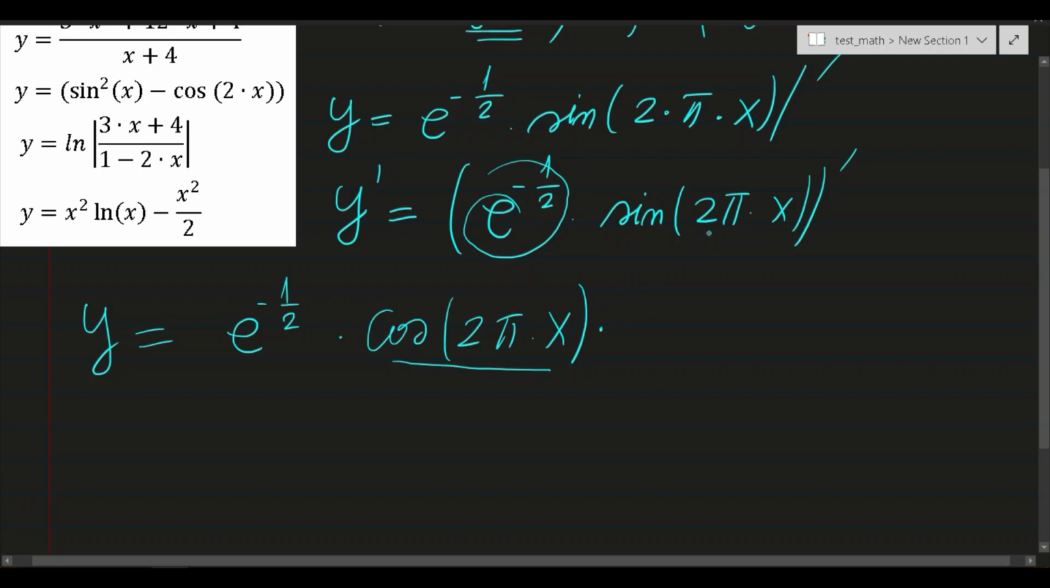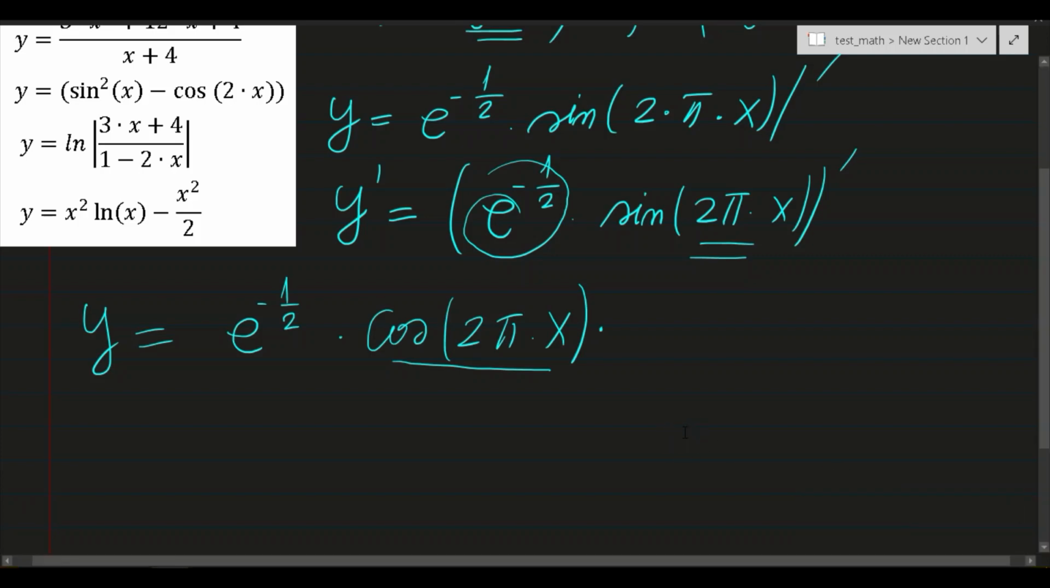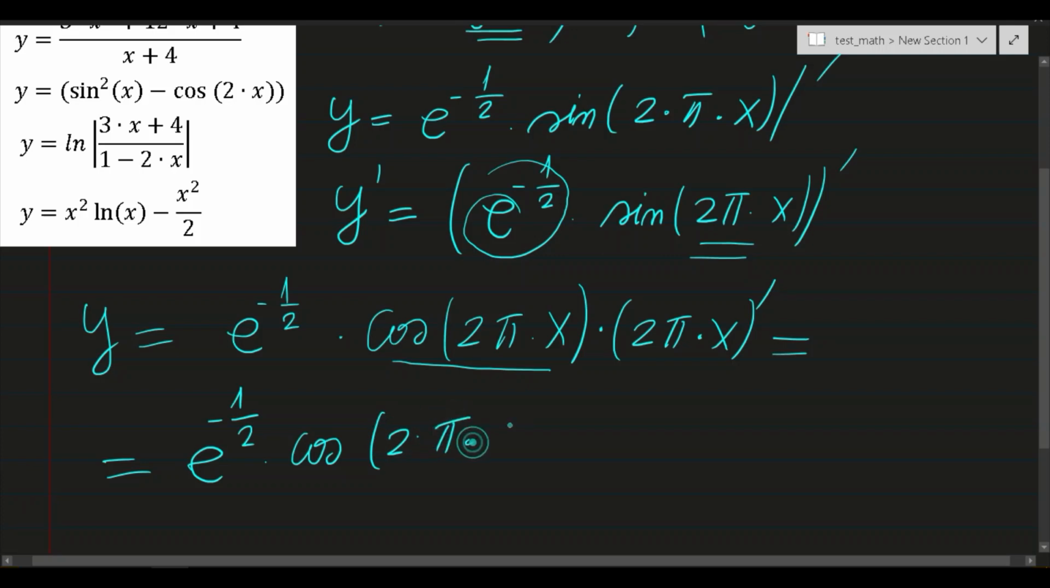Now we are going to derive this inside expression. We have 2 pi x, and we are going to derive. Here we can write the equals sign to continue. We have e to the power of 1 fraction 2, cosine 2 pi x. Here this is the constant 2 pi. The derivative of x is 1.